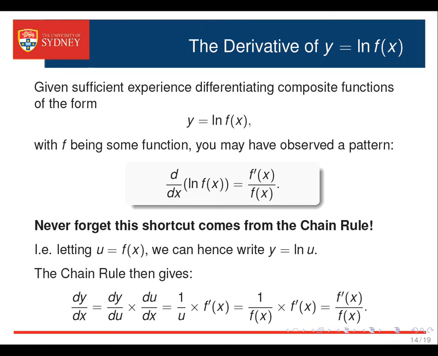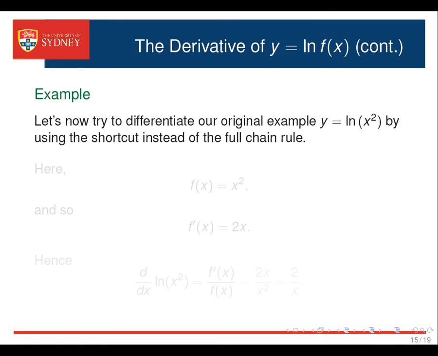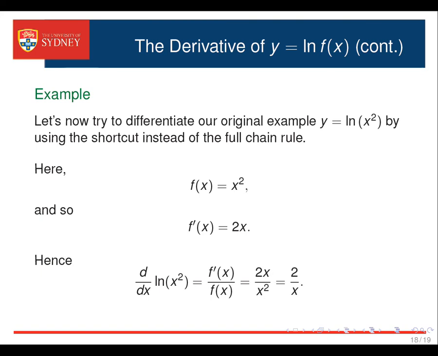Indeed, the formula is obtained by letting the inner function u be the function f itself, which allows us to write y as ln u. Let's try using this shortcut on the composite function y equals ln of x squared, which we differentiated earlier on in the module. Here, our inner function f of x is x squared, and so f dash x is 2x. Hence the shortcut tells us that the derivative is f dash over f, which ultimately gives us 2 on x, as we had worked out earlier on.